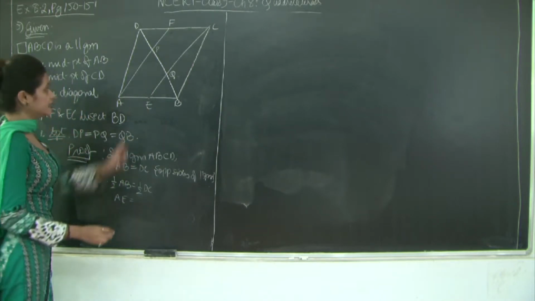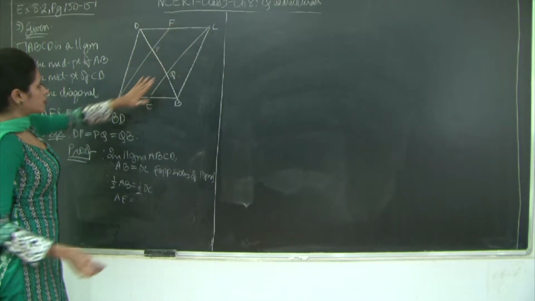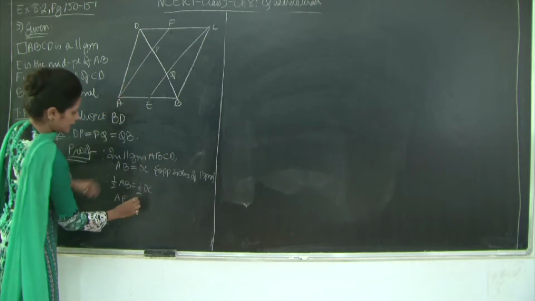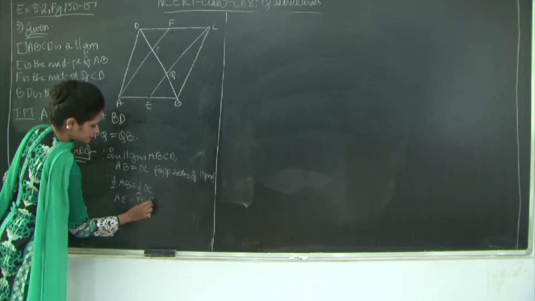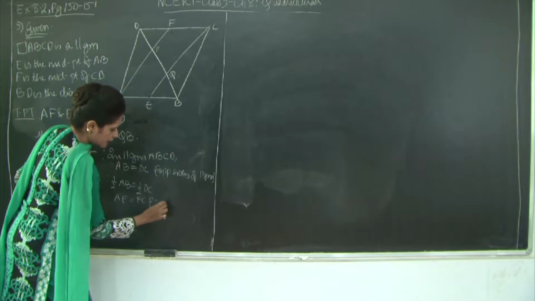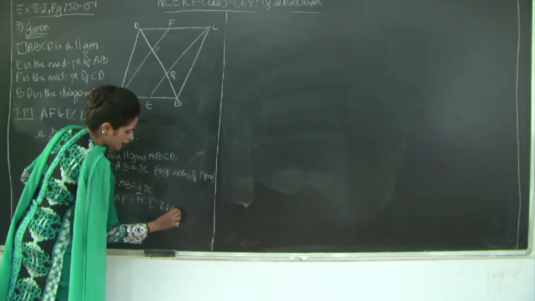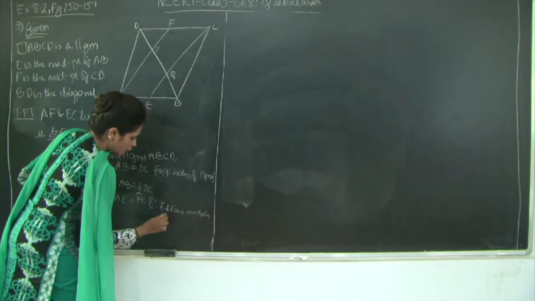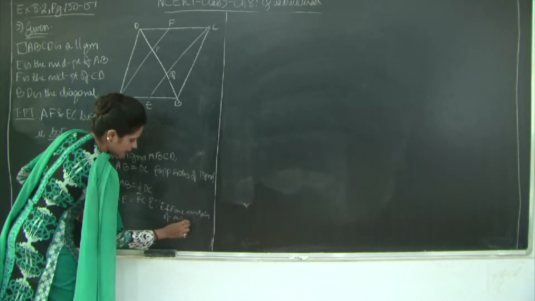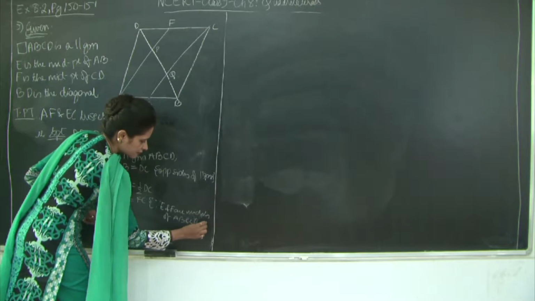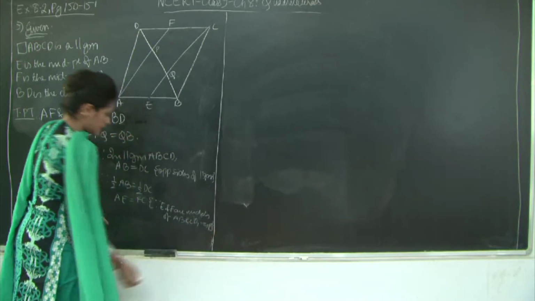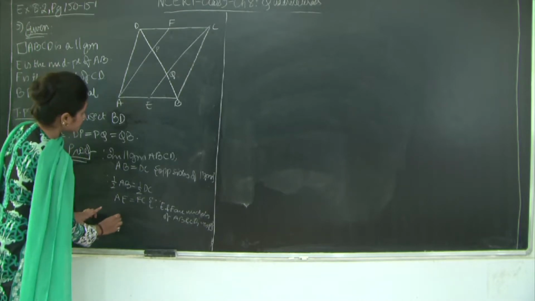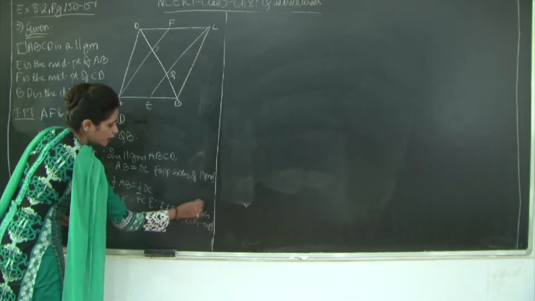Why am I taking AE and CF out here? Because I need to show that this quadrilateral out here is a parallelogram. So, AE is equal to FC, since E and F are midpoints of AB and CD respectively, correct? Let us mark this as statement number 1.